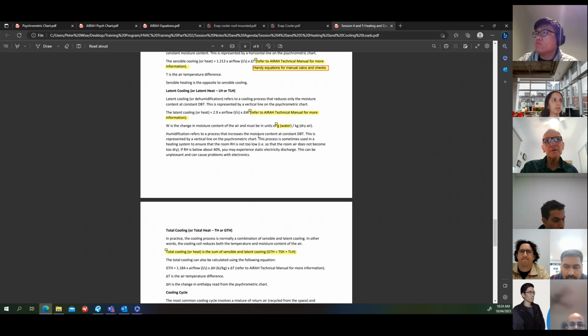Humidification refers to a process that increases the moisture content at constant dry bulb temperature, represented by a vertical line on the psychrometric chart. Sometimes in a heating system, and particularly down in Melbourne, where you do have a requirement for heating in winter, sometimes the relative humidity can get low because of the heating process.